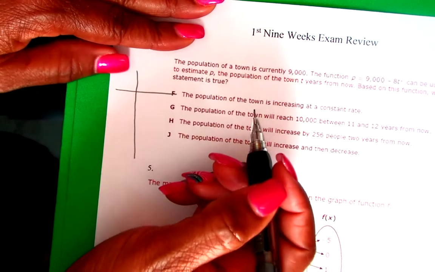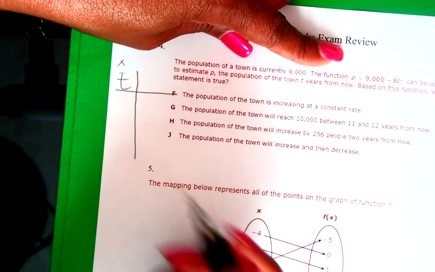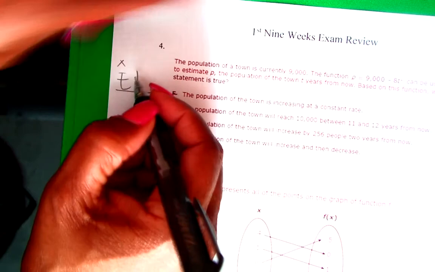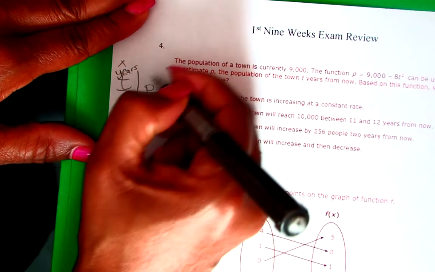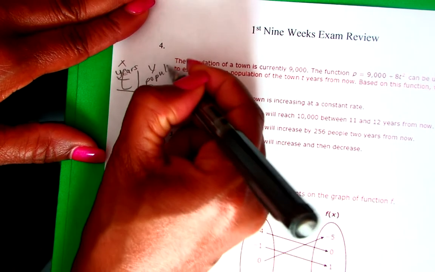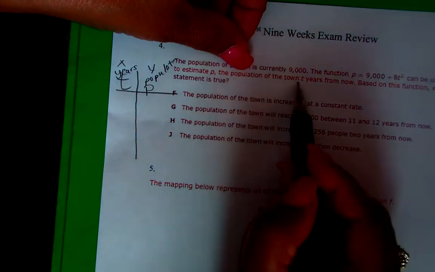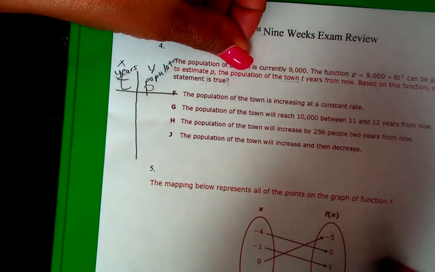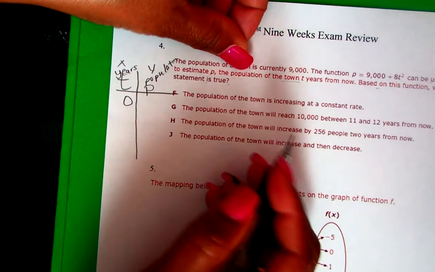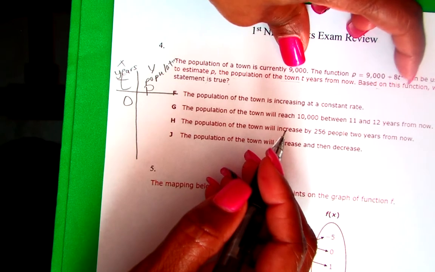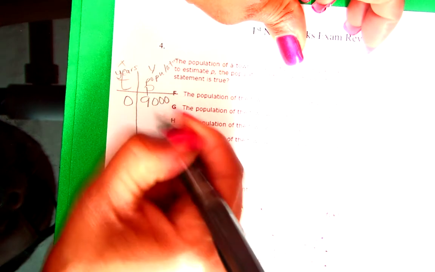Okay, so T, that's my independent variable, that's my X. And T, they say it's the years. Then P is the population, which is Y. It said it can be used to find, based on this function, which statement is true. So if it's 0 years, the initial, because remember, we start off with 9,000. That's 0 squared, which is 0, and 0 times 8 is 0. So it's 9,000.